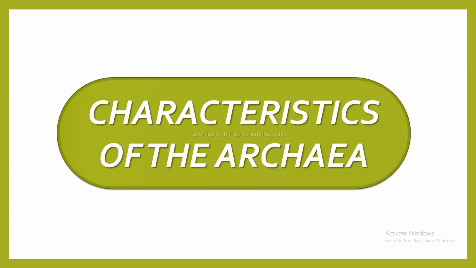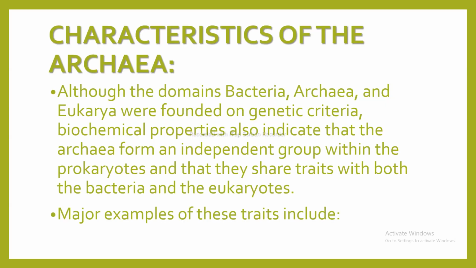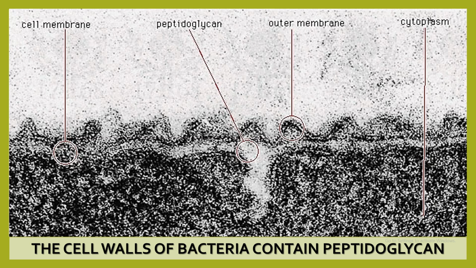So next I am going to discuss the characteristics of the archaea. Although the domains bacteria, archaea and eukarya were founded on genetic criteria, biochemical properties also indicate that the archaea form an independent group within the prokaryotes and that they share traits with both bacteria and eukaryotes. Major examples of the traits include: this is the cell wall of bacteria, which contains peptidoglycan. This is the cell membrane, this is peptidoglycan, this is the outer membrane, and this is the cytoplasm, as shown in the figure.